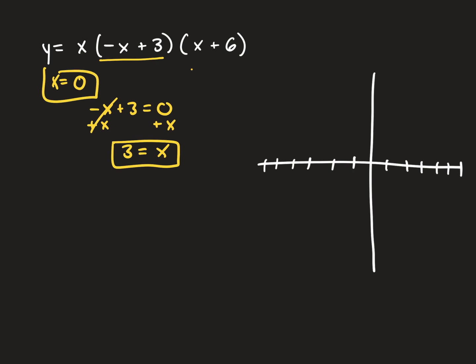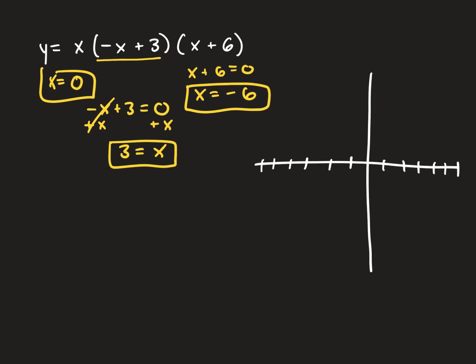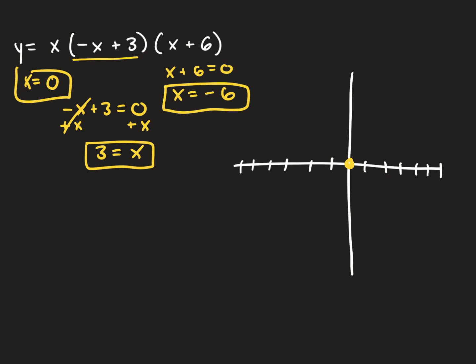And then in the other one, I have x plus 6 equals 0. So what does x equal? Negative 6. So notice how here we didn't just change the sign because it was a negative x. So it's a little bit different. So just do the math and find x. So these are 3 zeros. So where am I going to put points on the x-axis? At 0, 3, and negative 6.